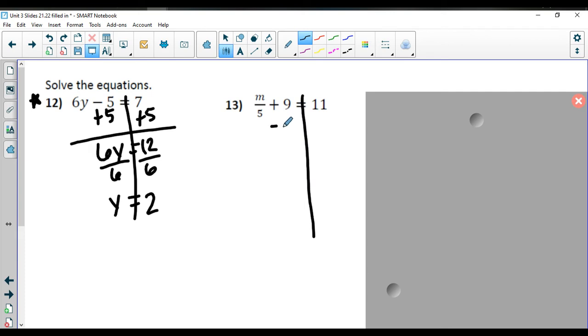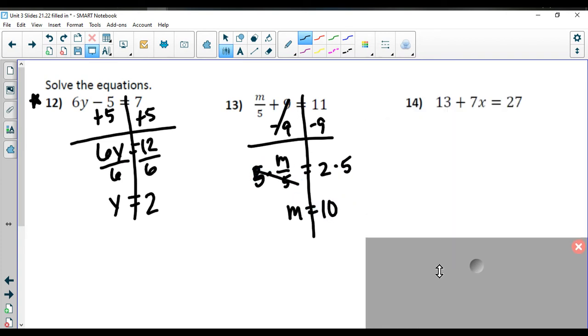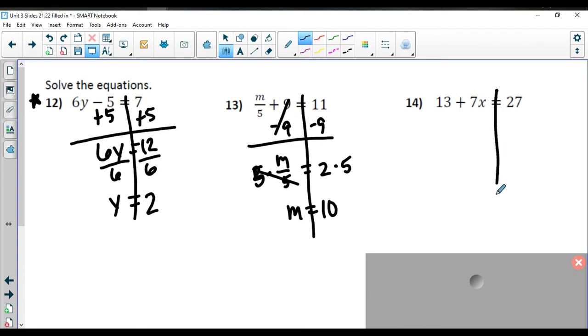So for number 13, I'm going to subtract 9 on both sides, and I'm left with m divided by 5 is equal to 2. Undo division by multiplying, so I'm multiplying by 5 on both sides, and m is equal to 10. For my last example here, go ahead, solve number 14.